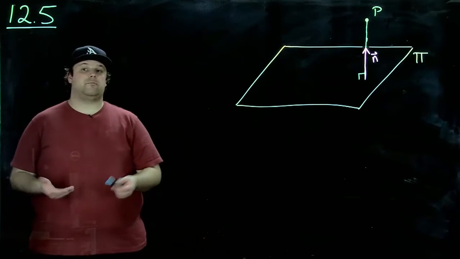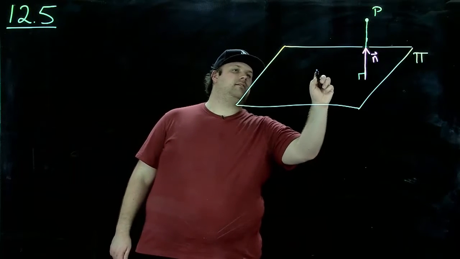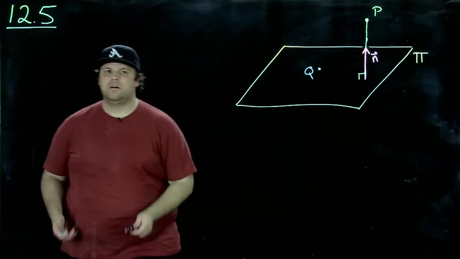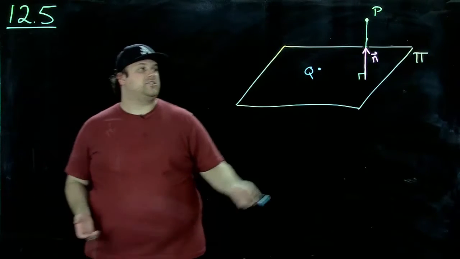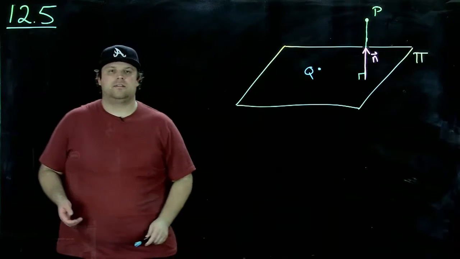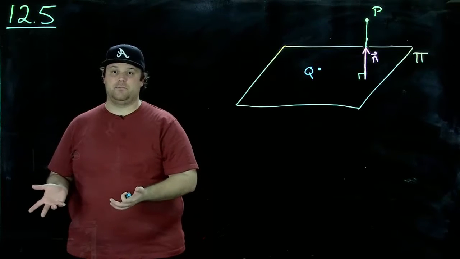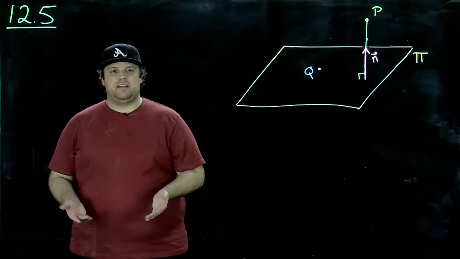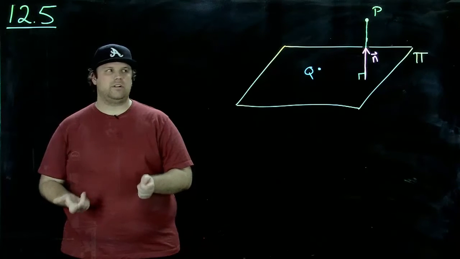Well, what is really easy to do is to just pick any old point, Q, on the plane. We might get lucky and actually choose the point down here, but chances are we're going to choose something that's off somewhere. So let's say we've done that, because we probably have. How can we fix that? What can we do?